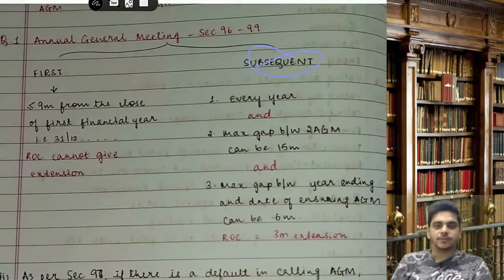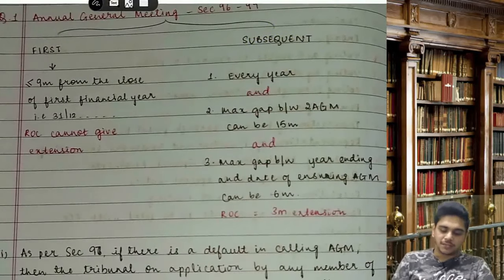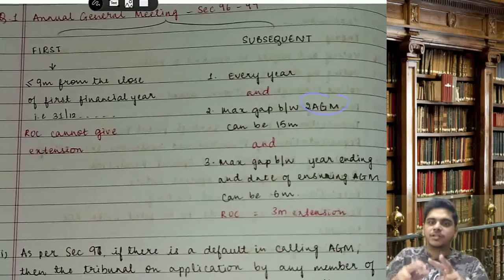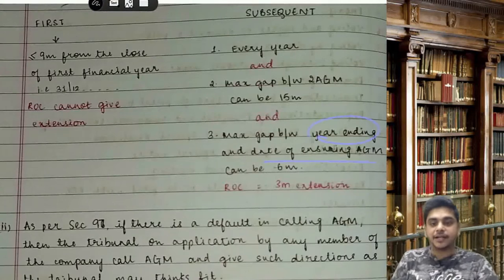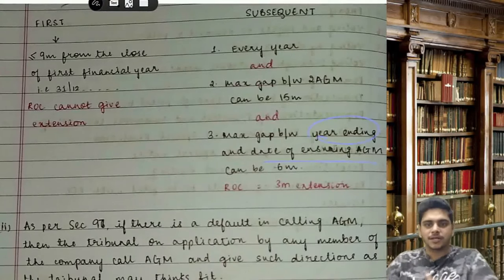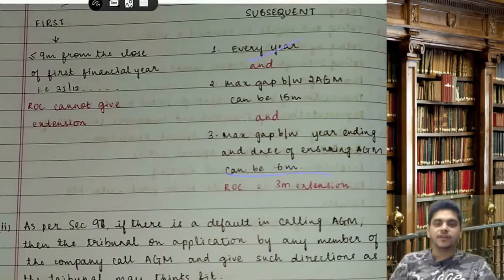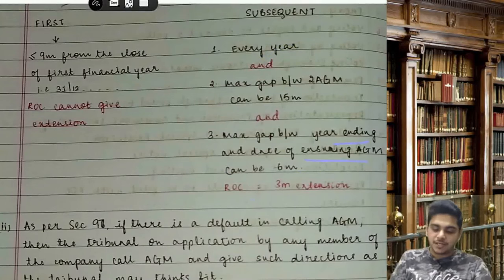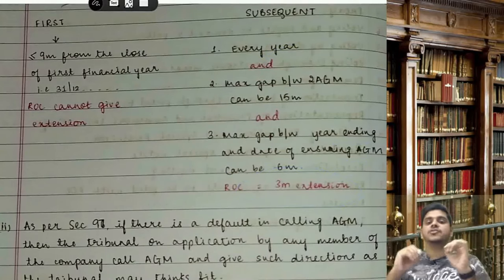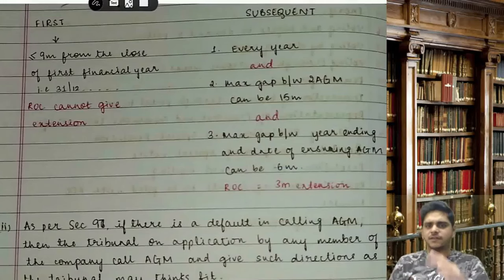Sir, for subsequent AGMs, there are three conditions. It should be conducted every year. Number two, the max gap between two AGMs can be 15 months. And the max gap between the year ending and the date of the ensuing AGM, the upcoming AGM, can be 6 months. ROC can, however, give a 3 months extension. If the question is silent, never ever assume that ROC has given the extension.